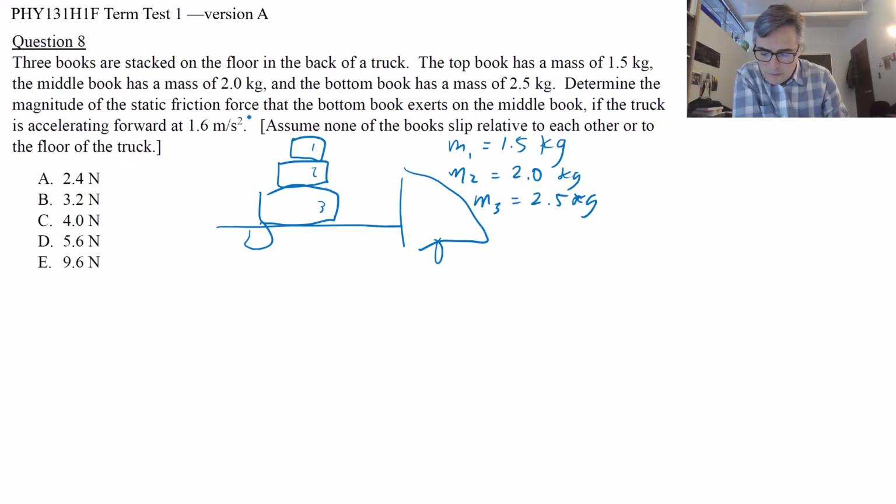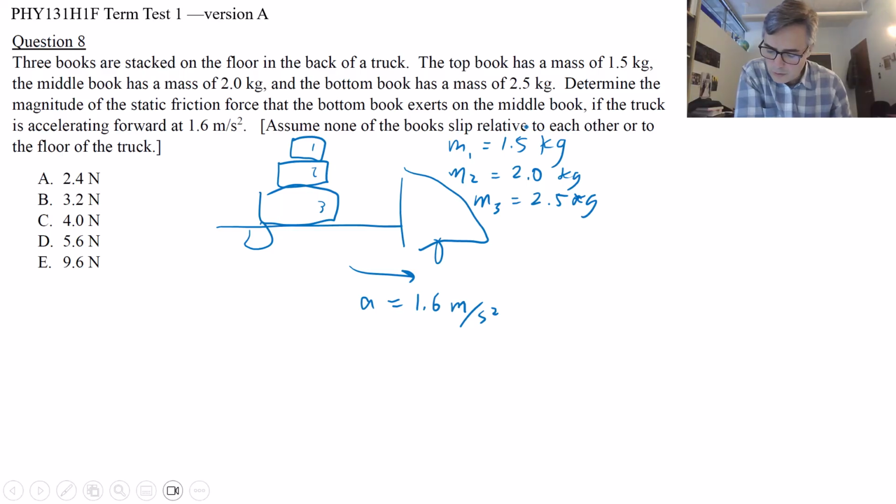Determine the magnitude of the static friction force that the bottom book exerts on the middle book if the truck is accelerating forwards at 1.6 meters per second squared. Assume none of the books slip relative to each other or to the floor of the truck. So there's no slipping. So that's fine.